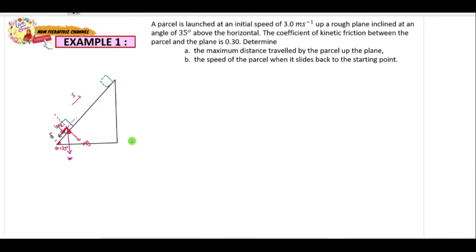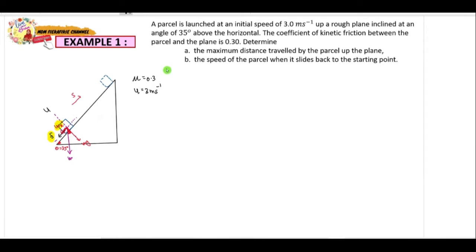So kita boleh nampak in X component, we have two forces which is opposite direction with S, which is Wx and frictional force. Okay, so the question gives us the coefficient of kinetic friction mu, which is equal to 0.3. Alright, and the initial speed of the parcel is 3 meter per second. Okay, so here is U. And then determine the maximum distance traveled by the parcel up the plane. So we want to determine what is the maximum distance S.